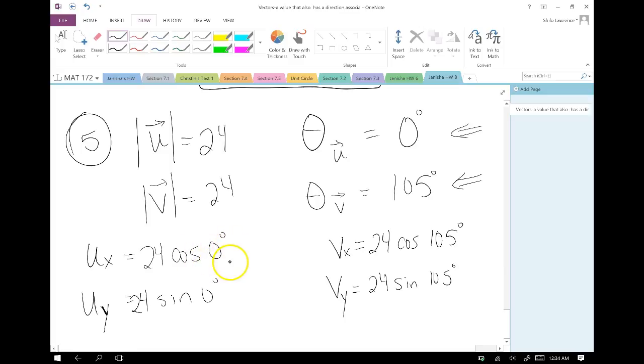0 is really easy to do. 24 cosine of 0 is just 24. 24 sine of 0 is 0. 24 cosine of 105. Again, make sure your calculator is in degree mode because that angle is given to us in degrees. I've got negative 6.212.